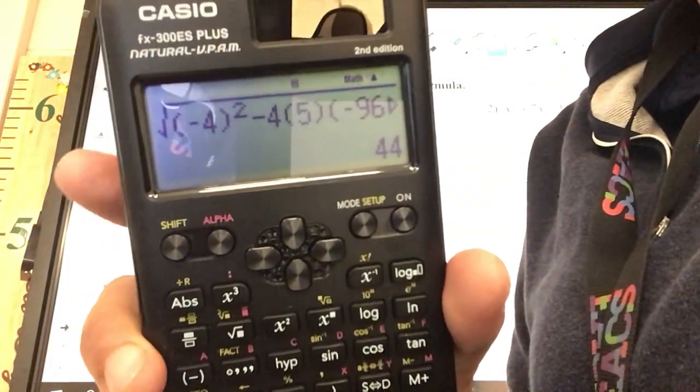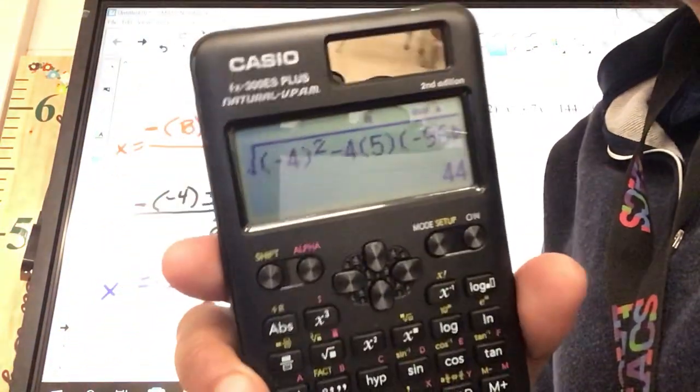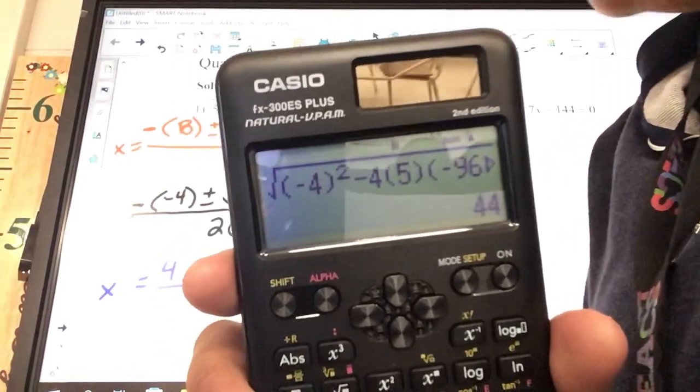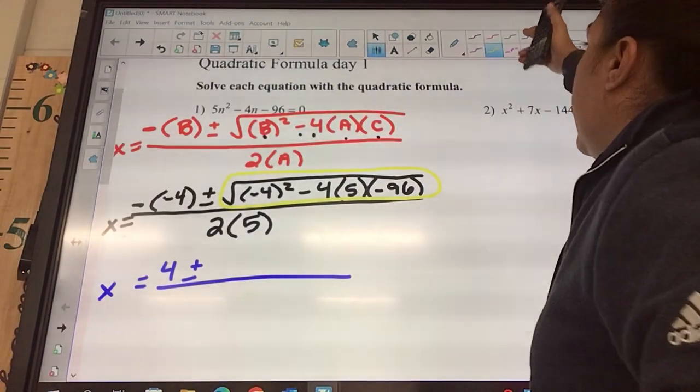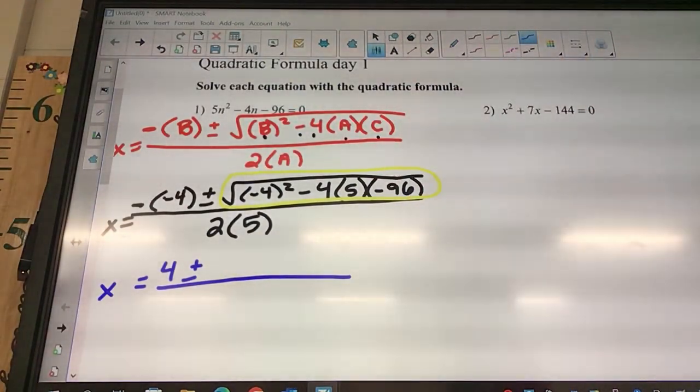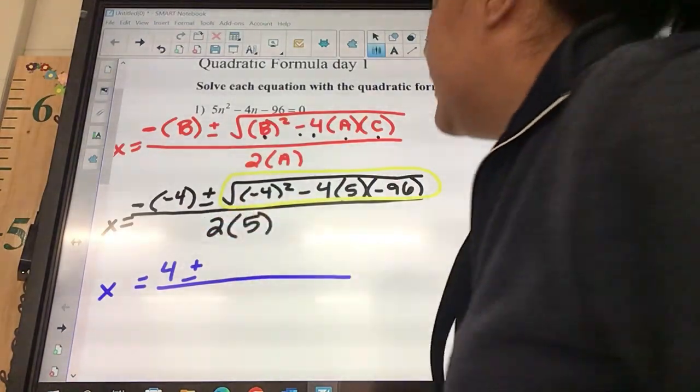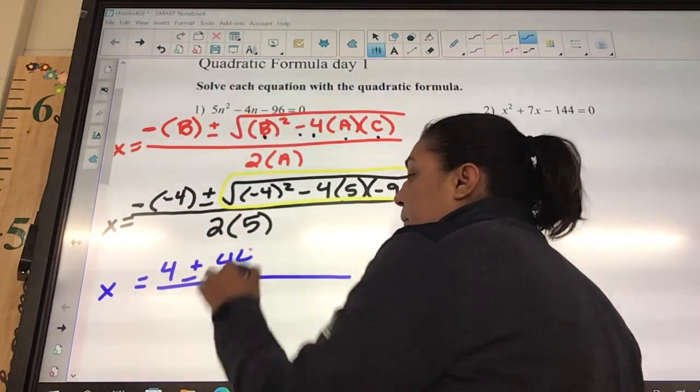So I want you guys to all take a second, pause, help your neighbor if they did not get 44, or if they're not getting what's going on. So you should have gotten 44. So again, somebody pause, whoever's at my computer, pause. Okay, so for this entire thing, we've gotten 44.